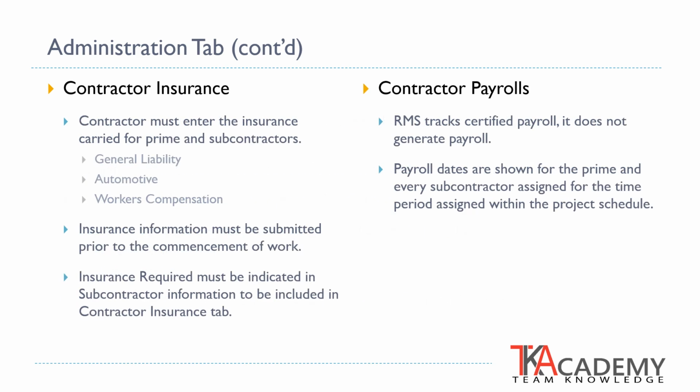Within the Contractor Insurance feature, the contractor must enter the insurance carried for both the prime and subcontractors. A general basis of required insurance would be general liability, automotive, and workers' compensation, but there may be additional insurance requirements identified within the contract. Insurance information must be submitted prior to the commencement of any work on the project. Insurance requirements must be indicated in the subcontractor's information to be included in the Contractor's Insurance tab.